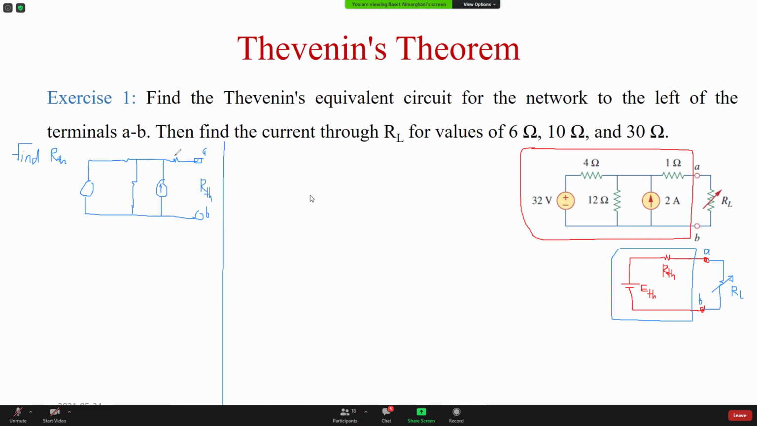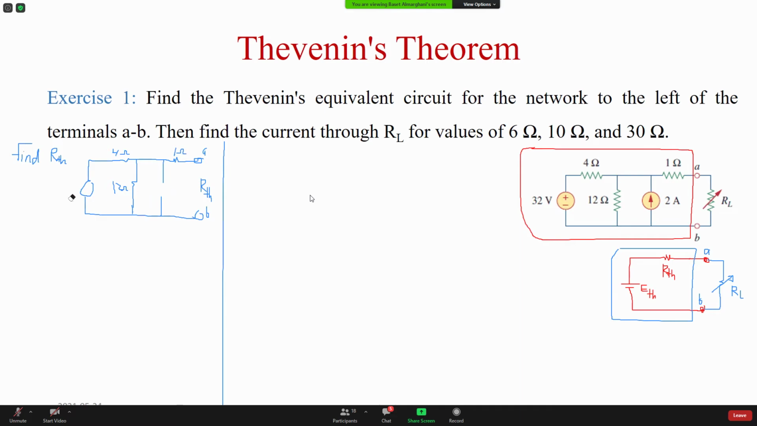This is 1 ohm. This is 4 ohm. This is 12 ohm. And this is whatever. So what I'm going to do, first thing, I'm going to remove the sources.